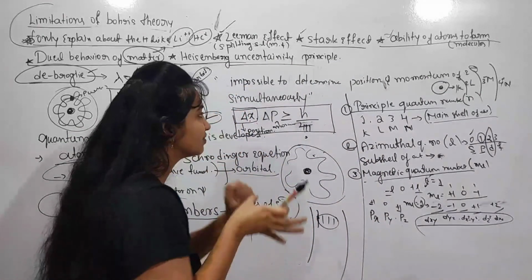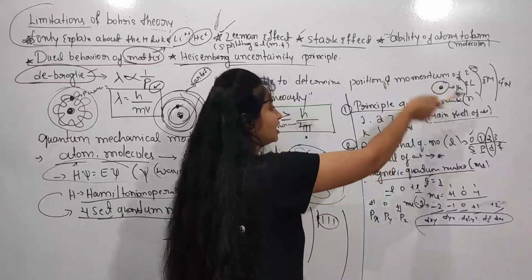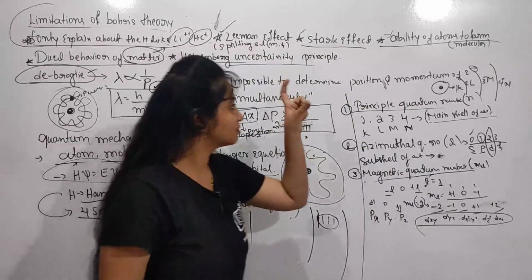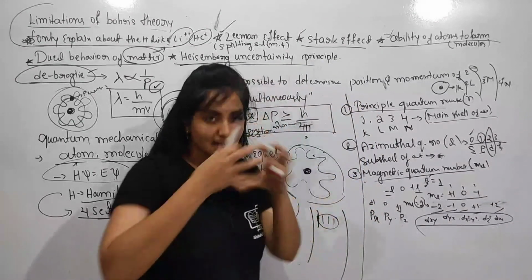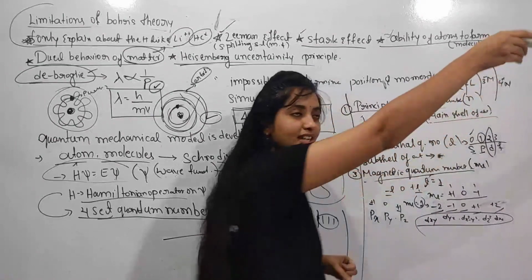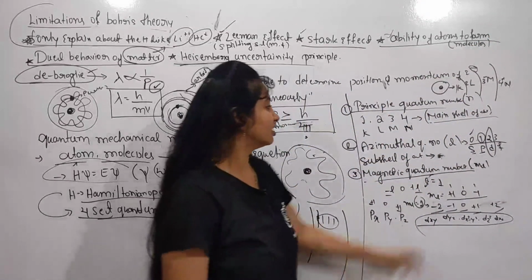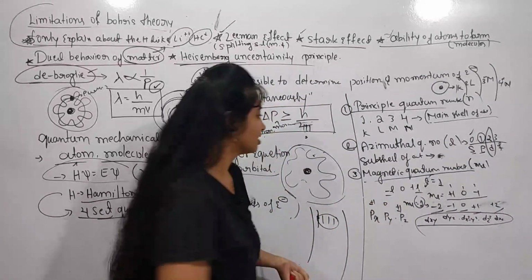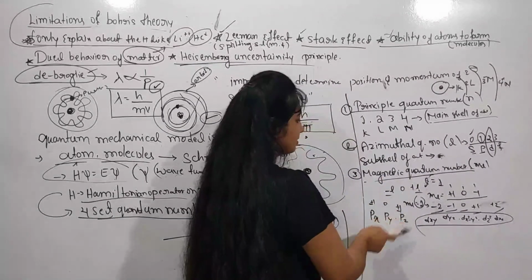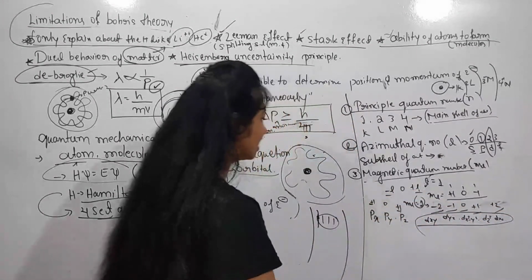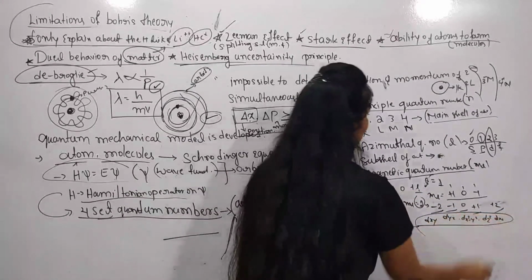In that space we have the main shells represented as 1, 2, 3, 4, or K, L, M, N shell. These main shells have subshells represented as s subshell, p subshell, d subshell and f subshell, and in those subshells we have the orbitals. So these are the orbitals: px, py, pz, or dxy, dyz, dx square minus y square, like this. We have different types of orbitals.